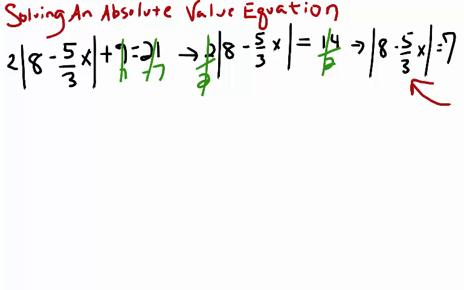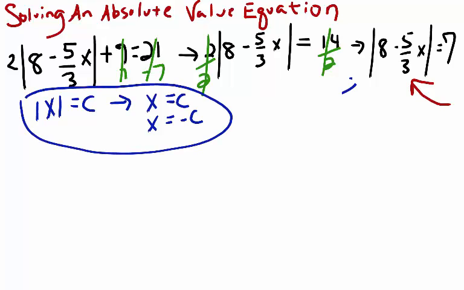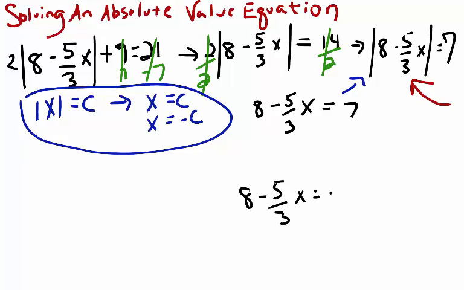Recall that the definition of absolute value tells us that if c is a positive number and x represents any algebraic expression, then the absolute value of x equals c can be rewritten as x equals c and x equals -c. This means that when I remove my absolute value brackets from my equation, I'm going to have 2 equations. I'll have 8 minus 5/3 x equals 7, and then we have 8 minus 5/3 x equals -7. Now we simply solve each equation for x.